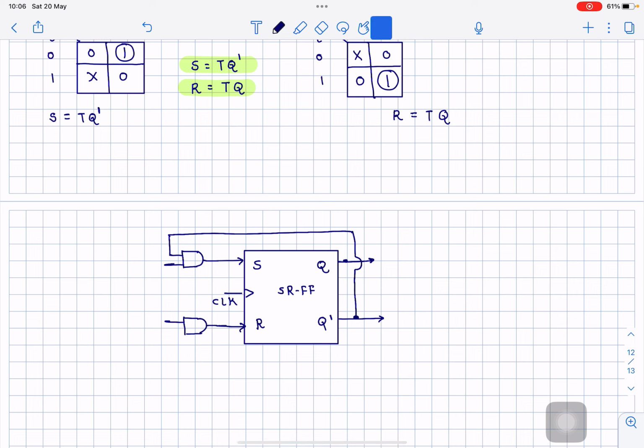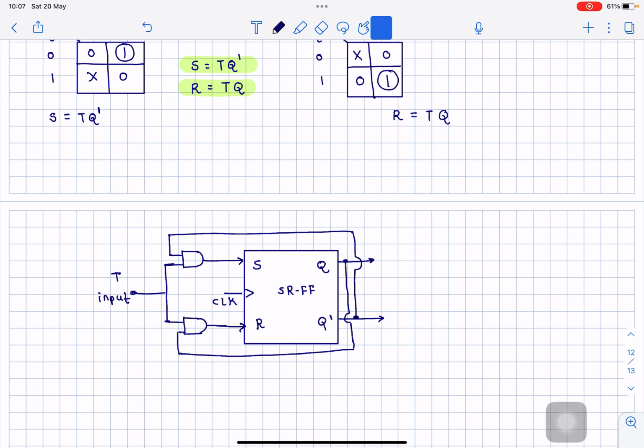We need to connect Q. So we are going to connect Q as one of the inputs in this way. And what are the two remaining inputs? The two remaining inputs are the toggle input. So here you write T input. Okay, so this is the conversion of SR flip-flop into the corresponding T flip-flop.